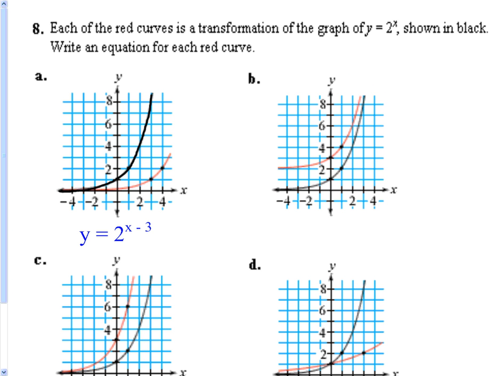Here they have two graphs. The really dark black one here is the parent one, and it says in the directions that it's y equals 2 to the x, shown in black, and then it's making this red curve. And it's basically trying to say, how did you change the black one to turn it into the red one besides making it red? Well, you have to shift it or you have to stretch it.